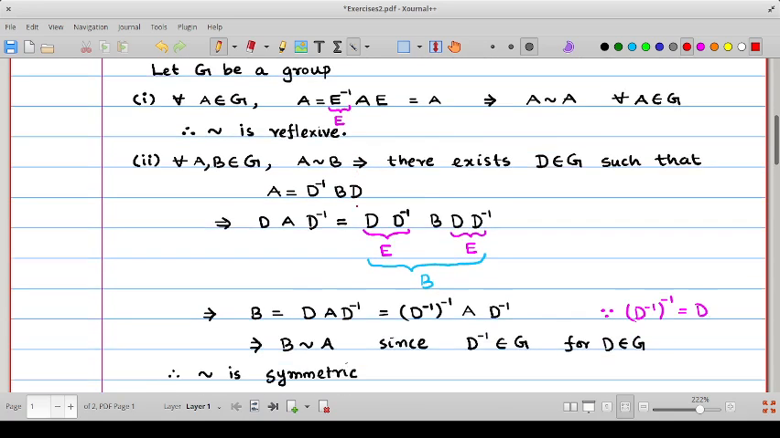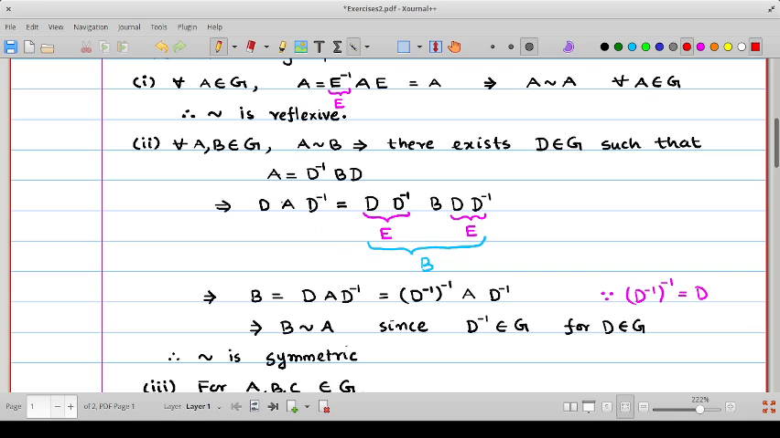So now we need to show that it is symmetric as well. Suppose we have two elements A and B of the group. Now A is conjugate to B means there exists another element D such that A is equal to D inverse BD. Now multiplying this equation from the left with D and from the right with D inverse, I have on the left D A D inverse, and on the right hand side I have D, then this whole thing which is D inverse B D, and on the right side D inverse.